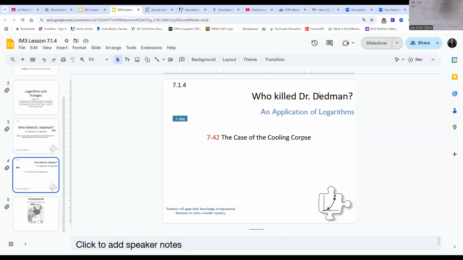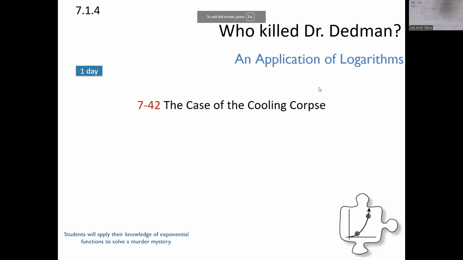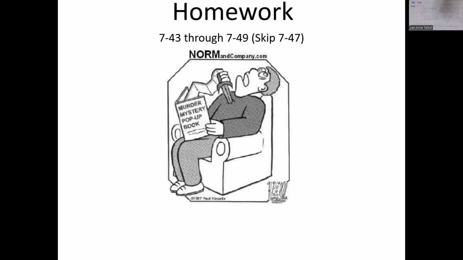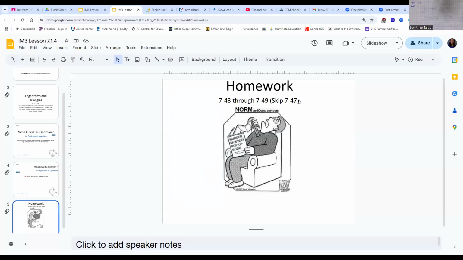Okay, so today we're doing problem number 42, the case of the cooling corpse, which is an application of logarithms. It is a murder mystery. Homework is not this. That is not the homework. There's only 4 questions, but I do like this joke. Take a look at my murder mystery pop-up book. You like it? You like it? What is the homework? Can somebody tell me so I can fix this slide?